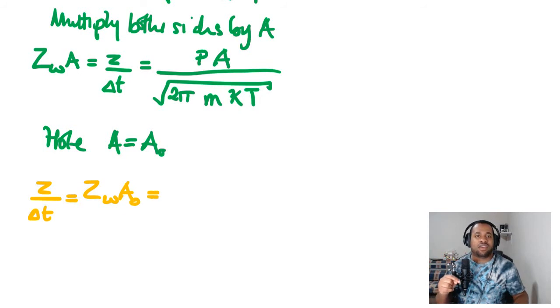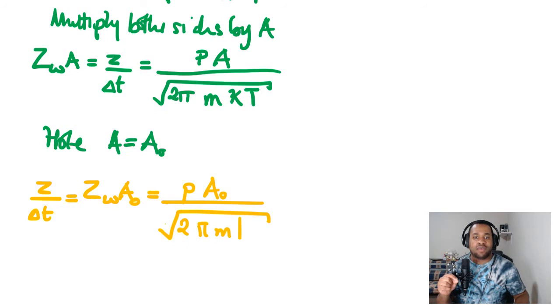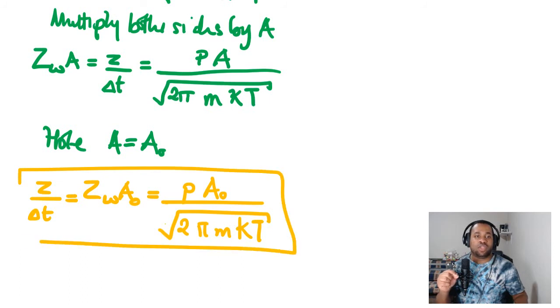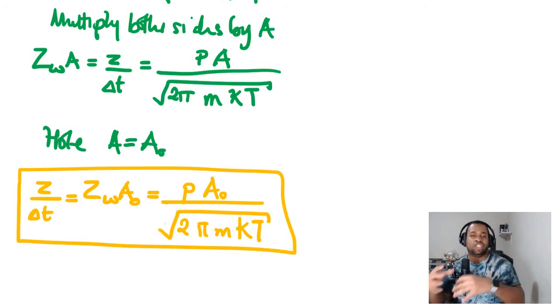And this is equal to pressure multiplied by the specific area of the hole, and this is all divided by 2 pi mkT. So this actually leads us to our next step, which is having our conditions where we can change our k, which is shown right here, to an R.